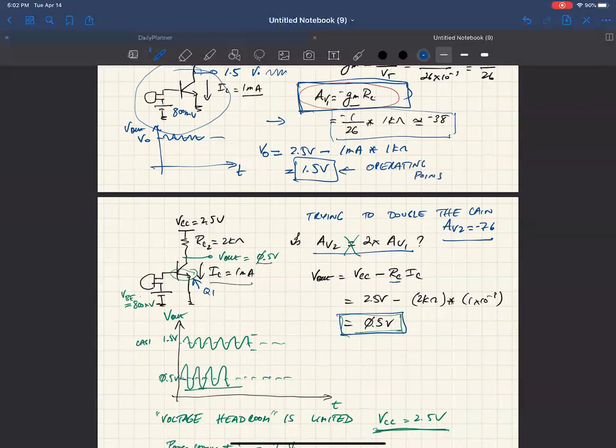Let's call them DC operating points. And this minus 38 and minus 76, those were our goals. Those were the small signal gains at those operating points.